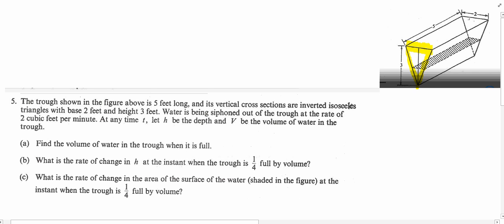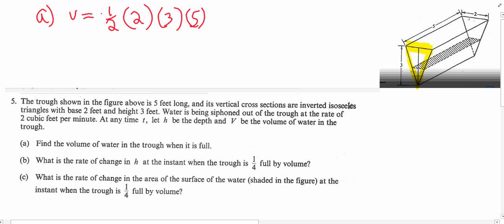So the first part A, asks you to find the volume of the water in the trough when it's full. So that's just basically the area of the triangle times the length of that trough, and when it's completely full, it's 3 feet high. So I guess we could just say the volume is equal to 1/2 of the base, which is 2, times the height, which is 3, times the length, which is 5.